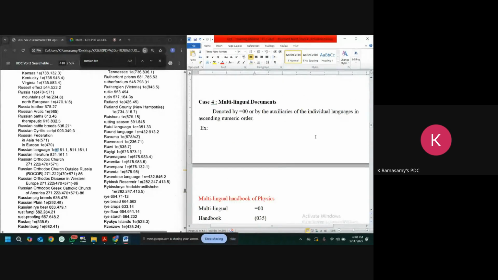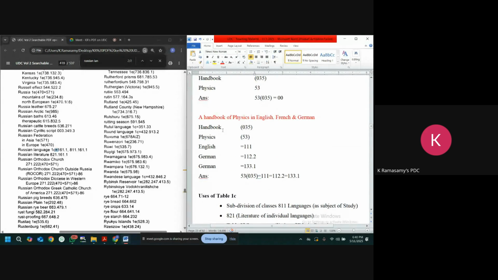Then comes the multilingual document. Sir, one document is in three languages, for example, Handbook of Physics in English, French, and German. No problem. Up to three languages, you can mention all three. What's the number for physics? 53. The number for English? Equal to 111. The number for German? Equal to 112.2. The number for French? Equal to 133.1. So maximum you can mention three languages in a UDC number.